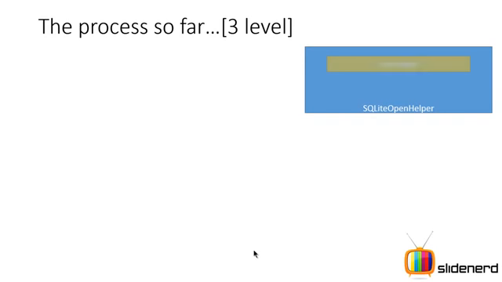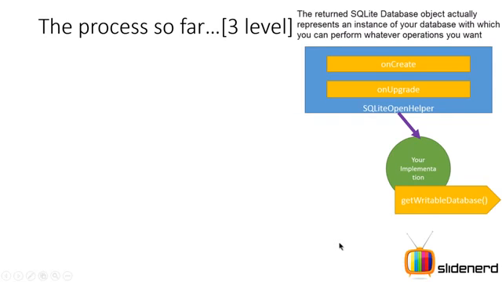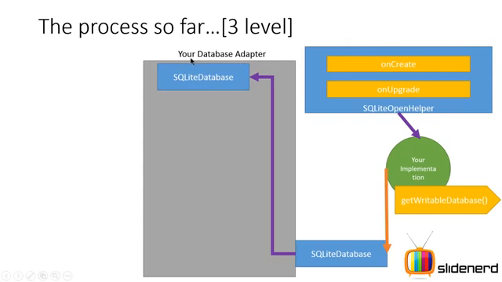So again, the SQLiteOpenHelper, with onCreate and onUpgrade: you will create a class that extends the SQLiteOpenHelper. Someone is going to call getWritableDatabase on an object of your class, and this is going to give an SQLiteDatabase object. So far things were just like what we discussed in the 2-level design, but here things get different. You use the SQLiteDatabase object inside a class which is a database adapter.